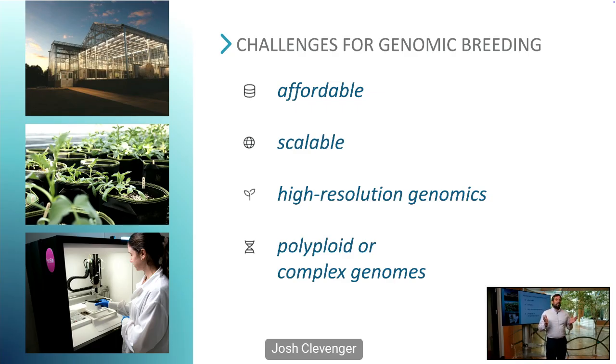And then, of course, plant genomes are not simple all the time. Sometimes they are, but a lot of times they're not. They can be very complex. They can be polyploid, meaning they can have multiple copies of themselves or multiple different genomes in the same nucleus. And so that adds an extra layer of complexity.